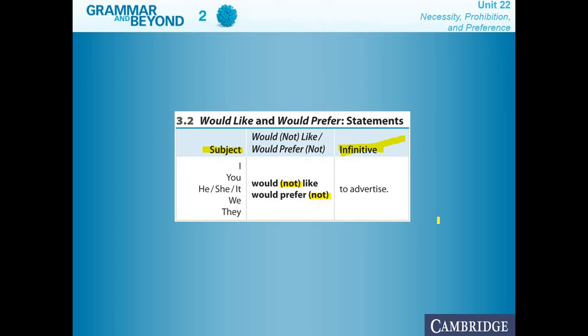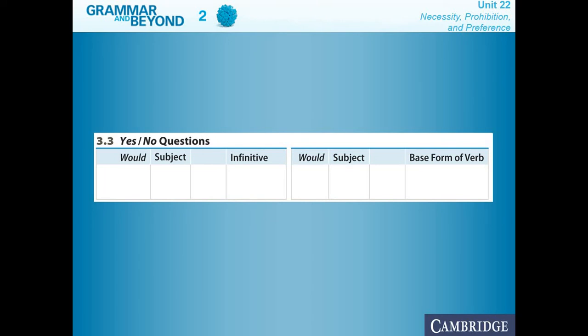And all the subjects can be used with this structure. We have the yes/no questions, and you notice the difference. In one we have the infinitive form, and in the other one we have the base form of the verb. We have would you like to advertise, or would you prefer to advertise. Over here with like and prefer, remember that we're going to use the infinitive form of the verb. I would say I would like to eat pizza. I would prefer to swim in a pool. Then we have the next one, would, the subject, rather, and advertise. Notice the base form of the verb will be used with rather. Don't get confused with that. Keep that in mind, it's important.